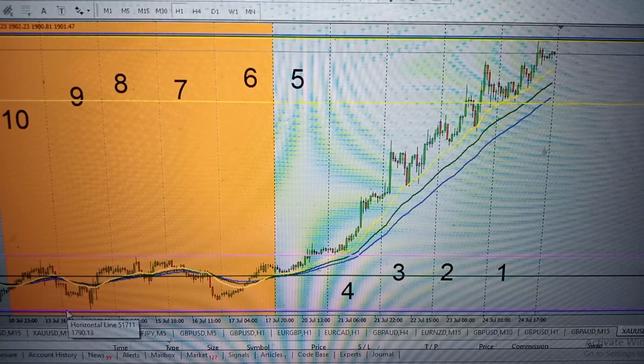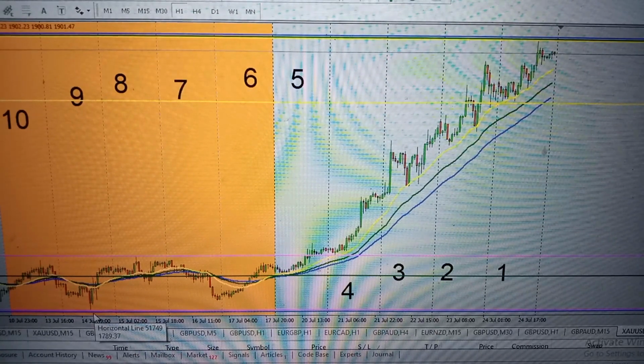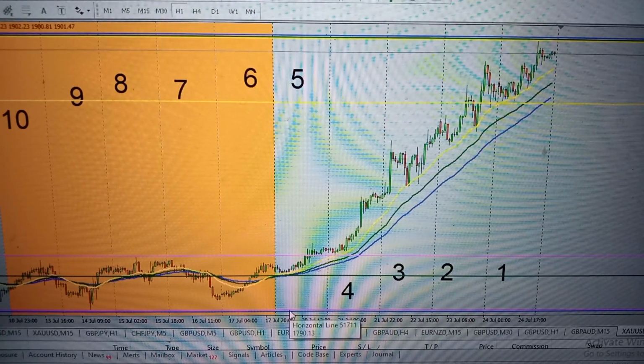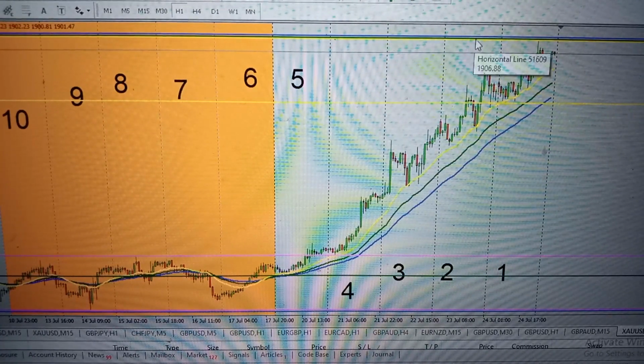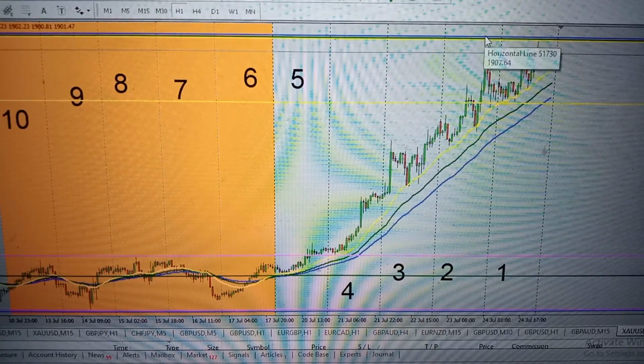So we have a support here where we have 2 or more lines. We have a support area. We have the magenta line here and the blue line here. So we have 2 lines here, so this is a support area. We have 3 lines here: the yellow, green, and blue. This is a strong resistance area.